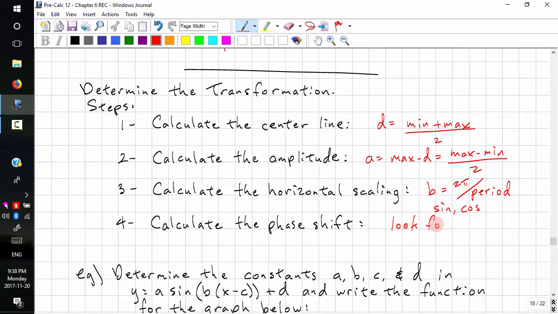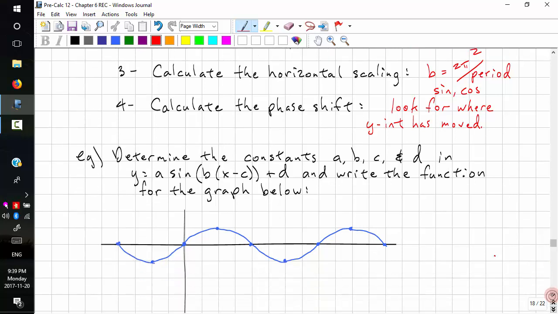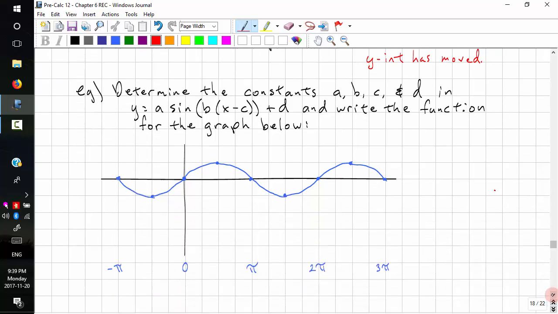Look for where the y-intercept has moved. Now, I will say that it's customary to do a positive C for your phase shift, just because that's what most people are used to. But on the rare occasion, you can use a negative C. Okay, unfortunately, the graph has been erased. You'll have to draw this out.